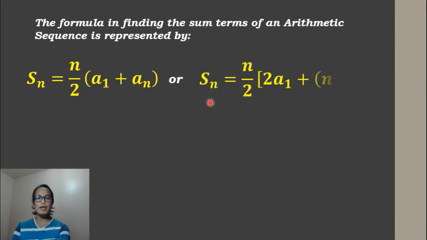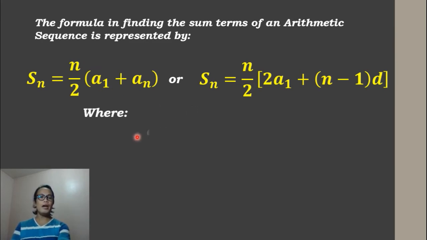The second formula is S sub n equals n over 2 times the quantity of 2a sub 1 plus the quantity of n minus 1 times d, which is the common difference. Now we have to remember that this formula can be used if the sequence is a finite sequence or an infinite sequence. So we can use this formula for either finite or infinite sequences. But the first formula can only be used if the sequence is finite. It has the first term, it has the last term.